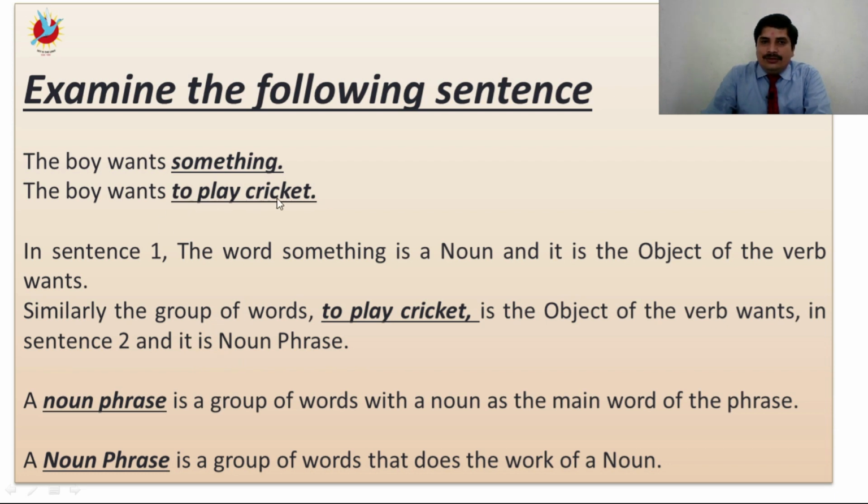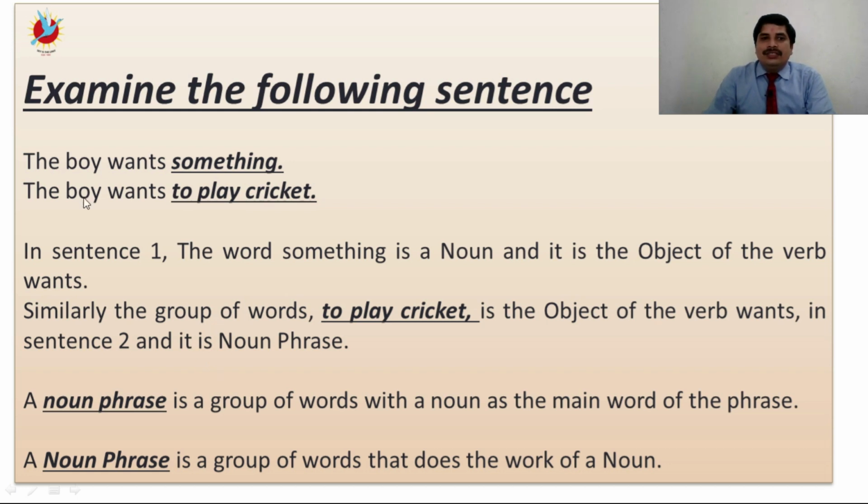So it is a group of words and used as the noun, it does the work of a noun, so therefore it is a noun phrase. A noun phrase is a group of words with the noun as the main word of the phrase. You can see cricket is the noun, it is the main word, right? A noun phrase is a group of words that does the work of a noun. In other words, we can understand the definition of the noun phrase. It is a group of words and does the work of a noun.